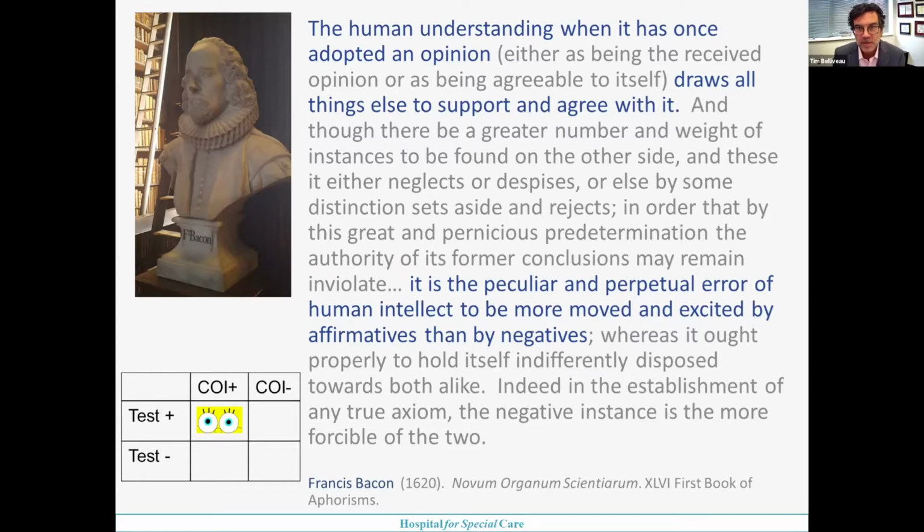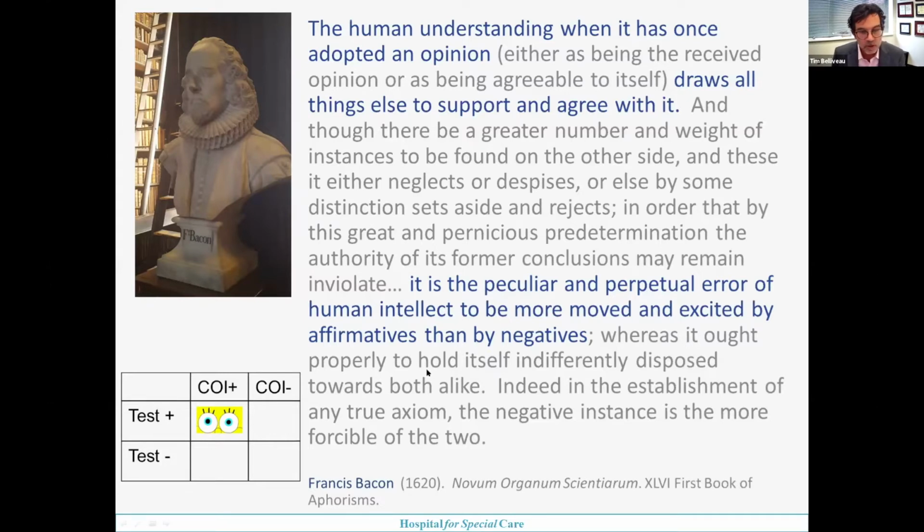The human understanding, when it has once adopted an opinion, draws all things else to support and agree with it. So here we have an early anticipation of what we would now call confirmatory bias. And he goes on to say, it's the peculiar and perpetual error of human intellect to be more moved and excited by affirmatives than by negatives. So I think this point captures both a representativeness heuristic or also a saliency bias. These are heuristic biases or shortcuts in mental reasoning, which although they can be useful, may also lead us to making errors in logic.